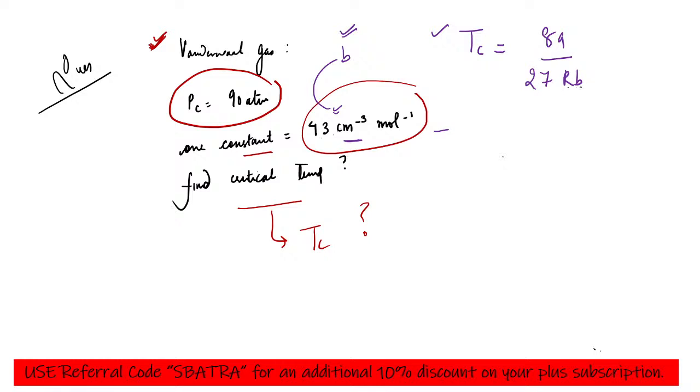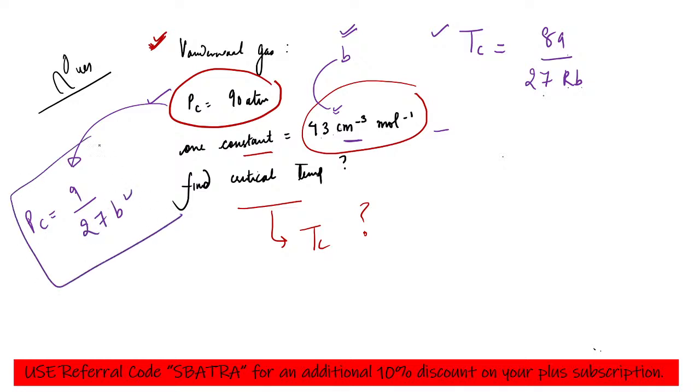So we know R, we know B, 27. We just need to substitute the value of A. One more value is given, that is critical pressure. What is the expression of critical pressure? Critical pressure is nothing but A by 27 B square, right? This is your expression of critical pressure.